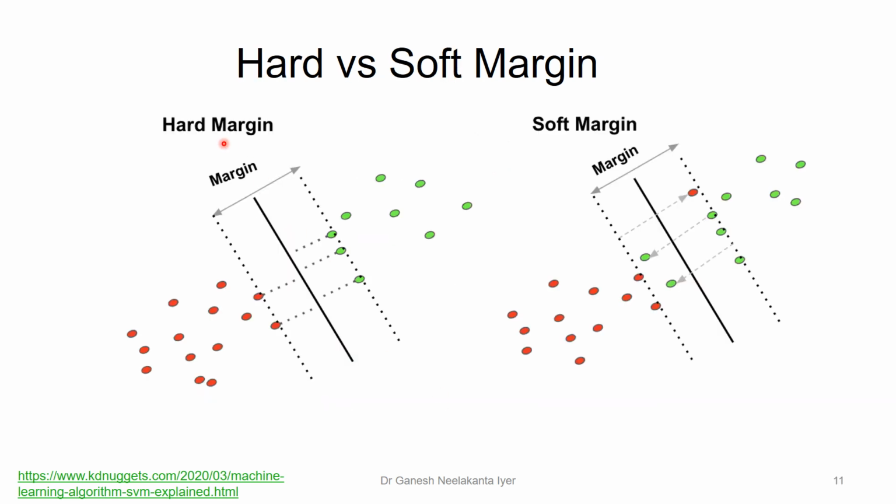Similarly, there is also a concept of hard margin versus soft margin. The hard margin, as you can see here, does not allow the points to be between the margin, whereas soft margin allows some amount of points to be within the margin. And see here, because of which it is a little more error prone.